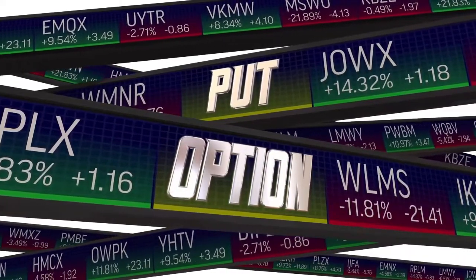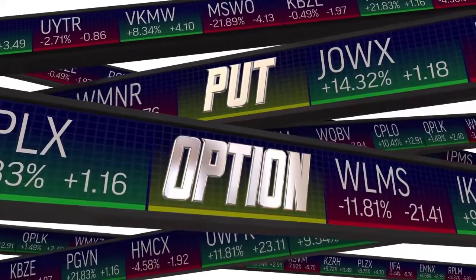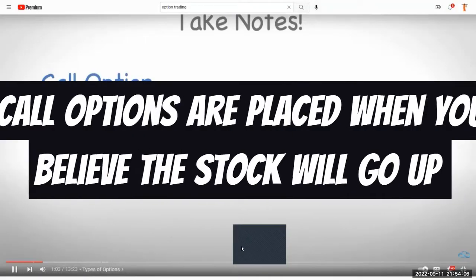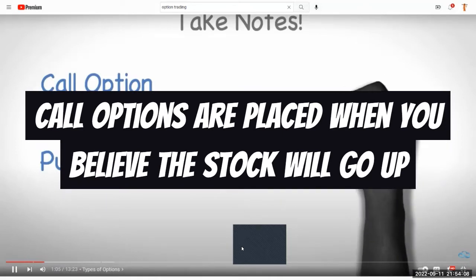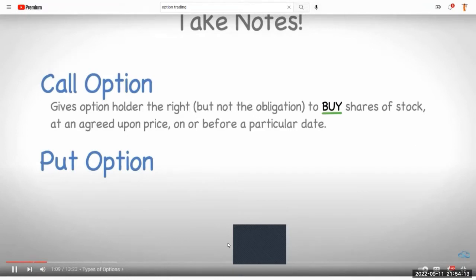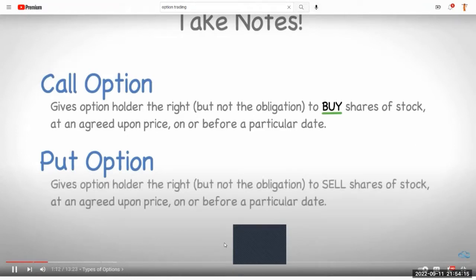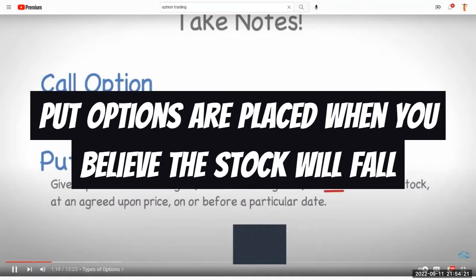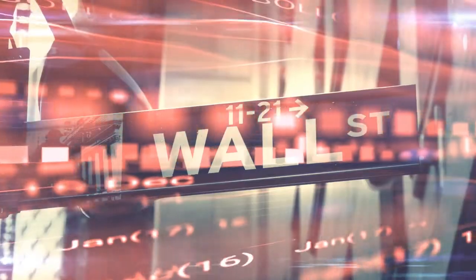Okay, there are two types of options, calls and puts. A call option gives the option holder the right, but not the obligation, to buy shares of stock at an agreed upon price on or before a particular date. And a put option is the same thing, except it gives the option holder the right to sell shares of stock at an agreed upon price on or before a particular date.